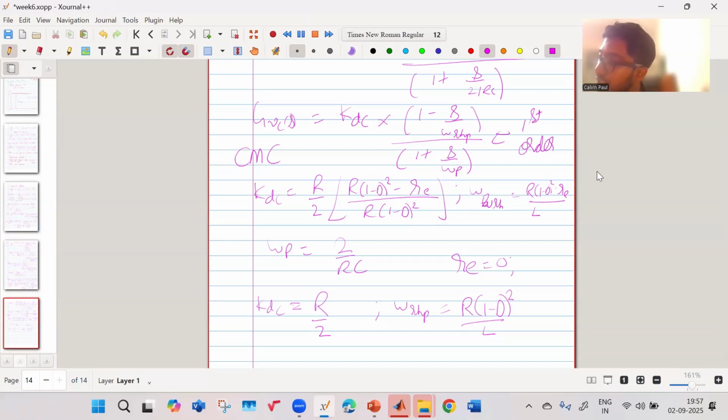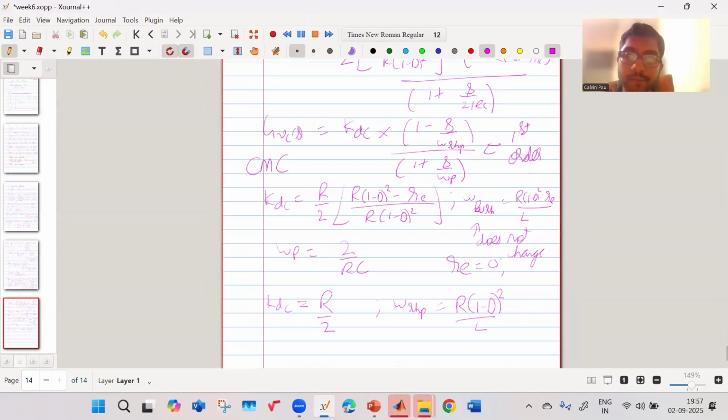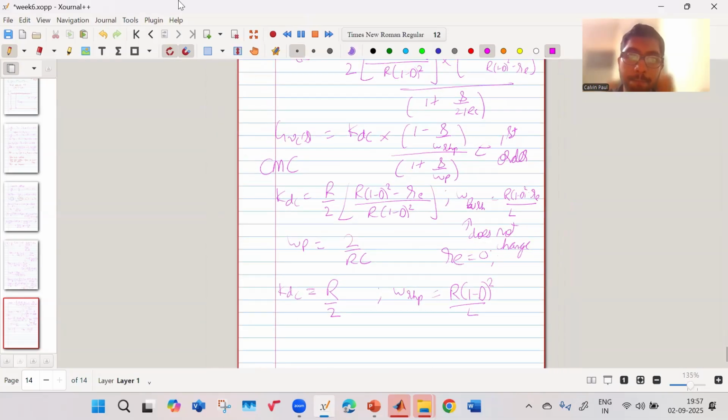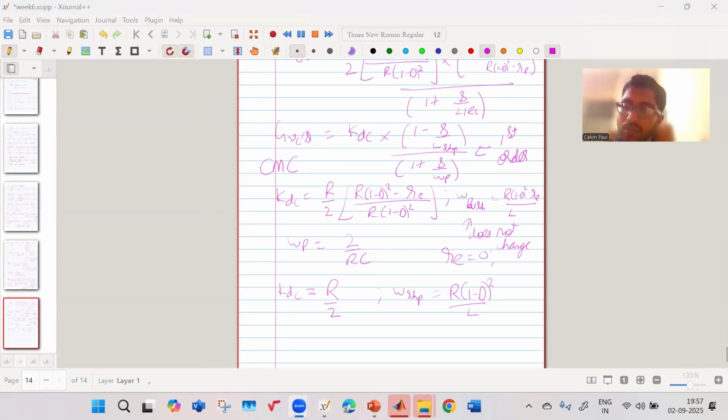But what you must remember is your omega RHP does not change. Omega RHP is the same for voltage mode control and for current mode control as well. Only your effective characteristic equation or your transfer function gets modified in this way. Okay. So apart from this, any doubts, Parvati, Arun, HP?